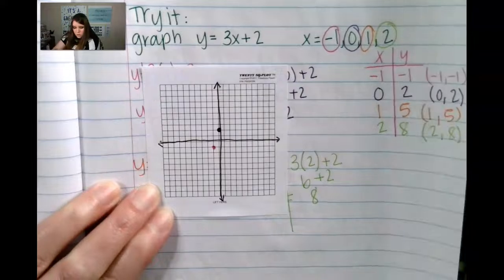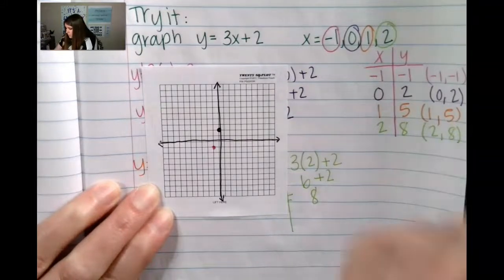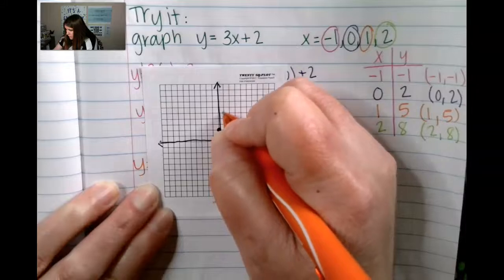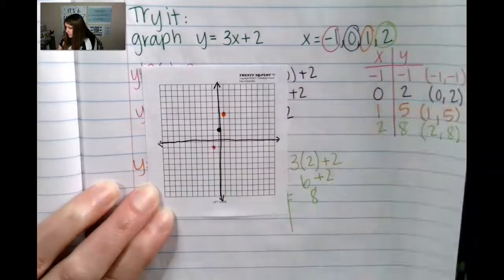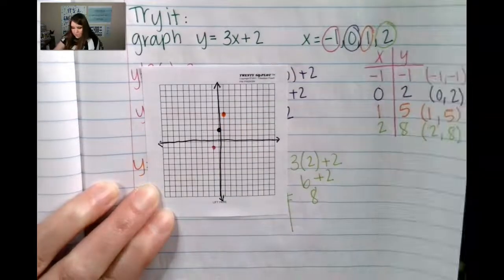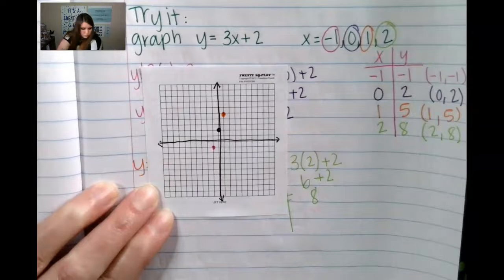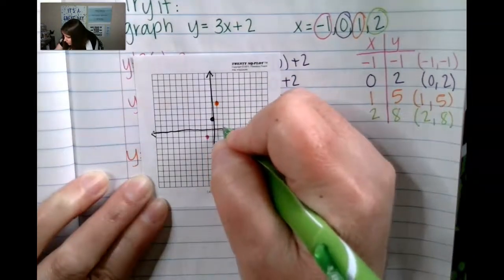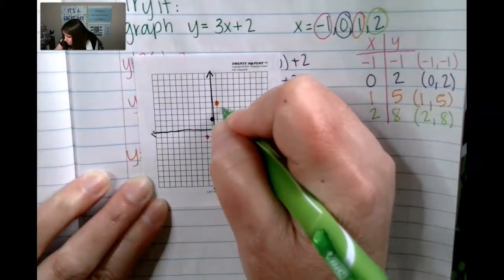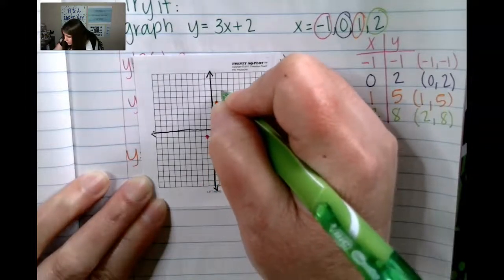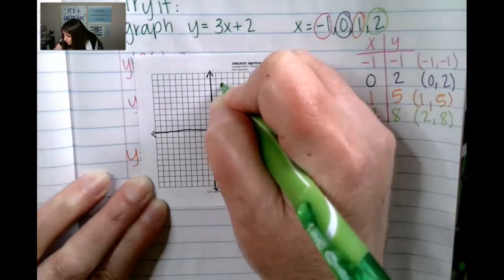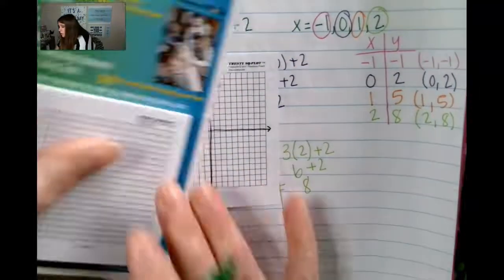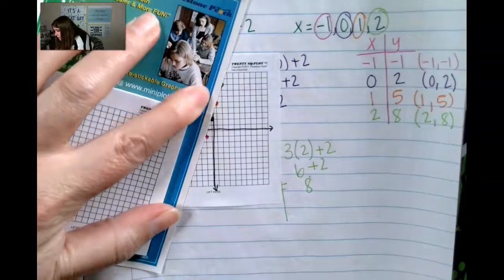Our next one is 1, 5. So I will go over to 1 and then up 1, 2, 3, 4, and 5. And last but not least, 2, 8: over 2, 1, 2, and up 8. 1, 2, 3, 4, 5, 6, 7, and 8. If you had enough room on yours, awesome. If not, don't stress out about it. All right.